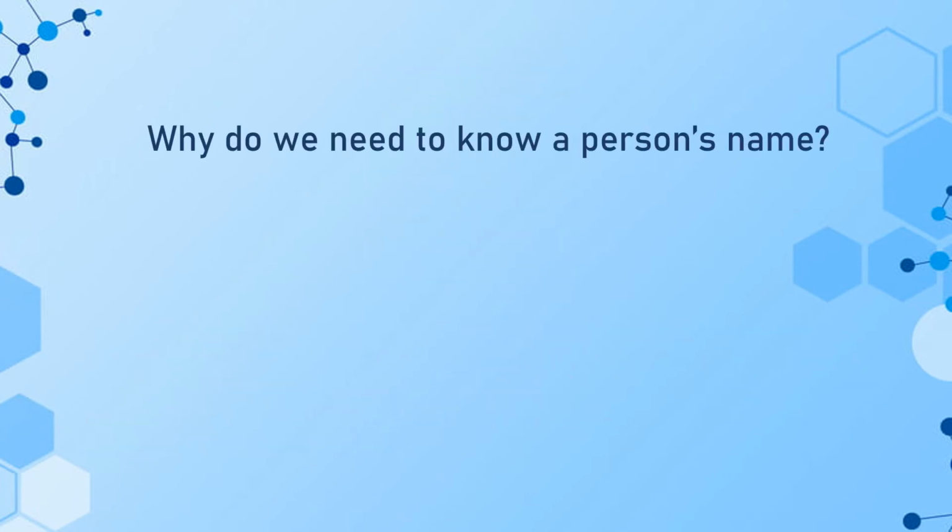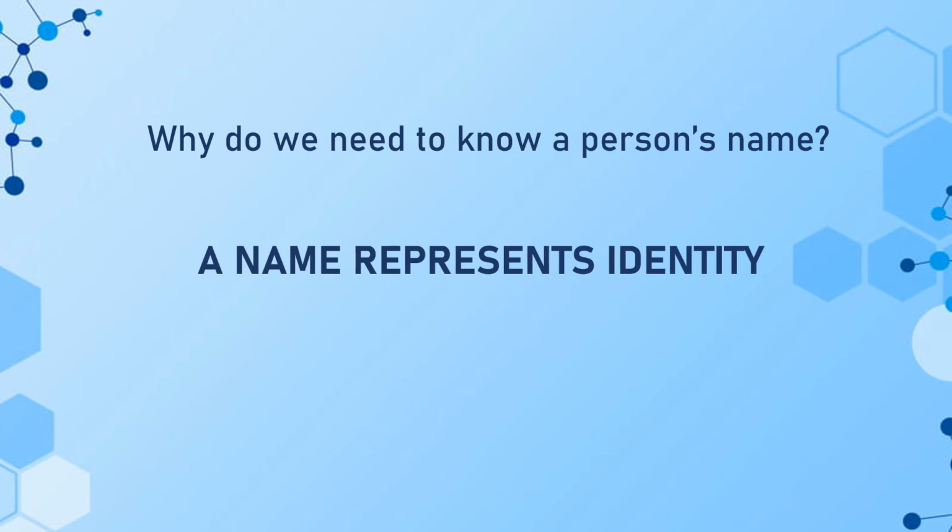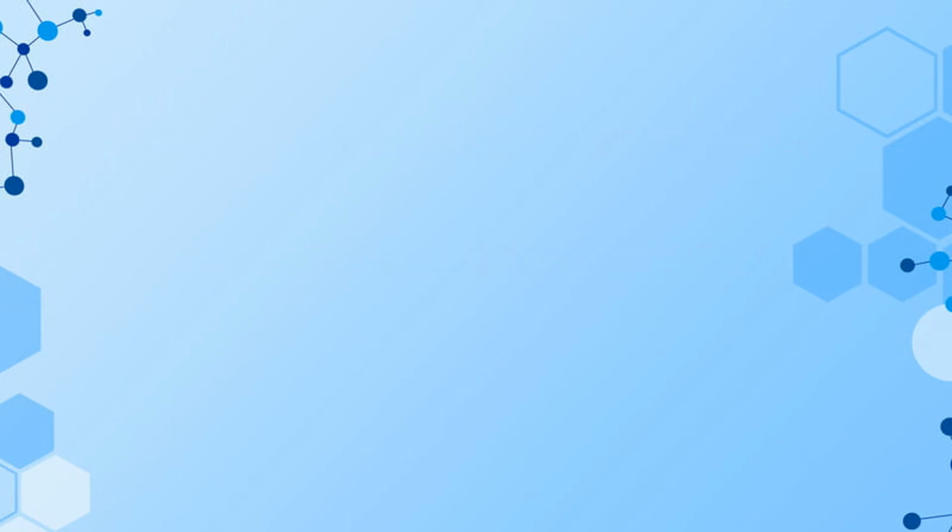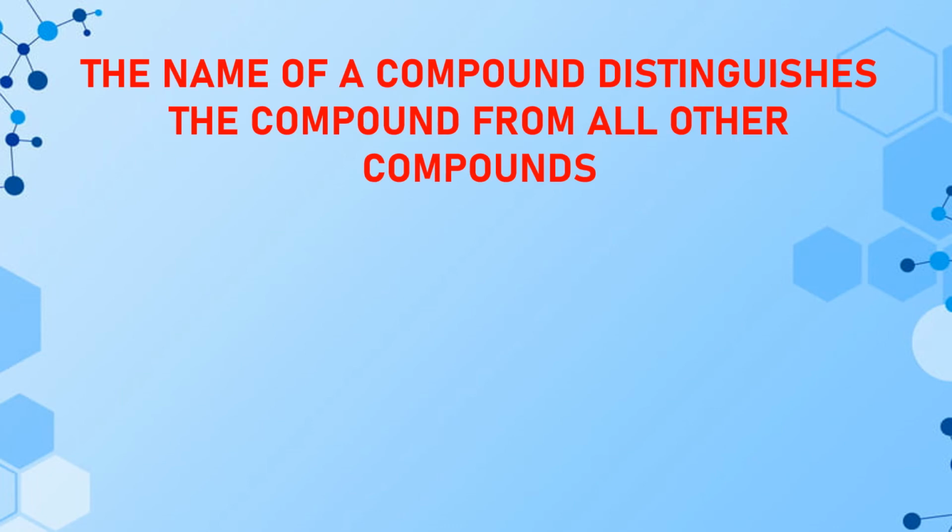Why do we need to know a person's name? Because it is the sweetest and most important sound in any language, and a name represents identity. You learned in the previous lesson that a chemical formula identifies a specific ionic compound because it reveals the composition of the compound, right? Similarly, the name of a compound distinguishes the compound from all other compounds.